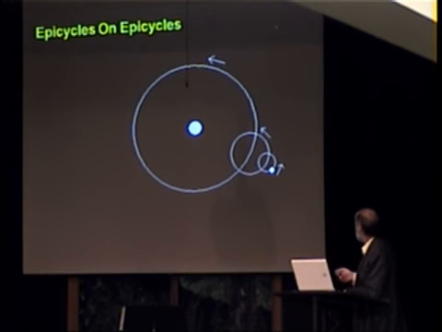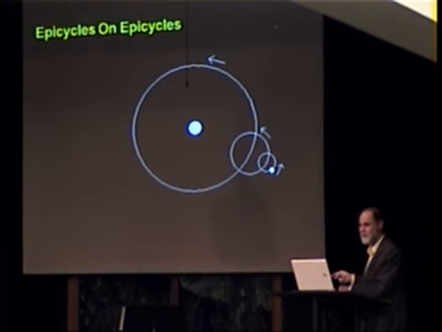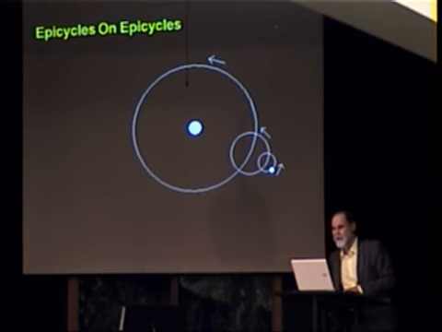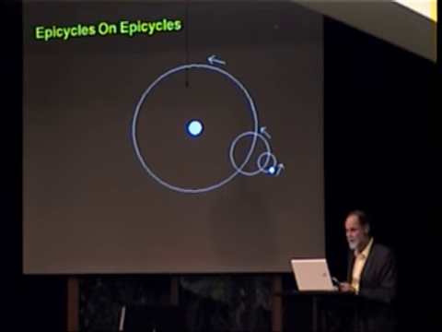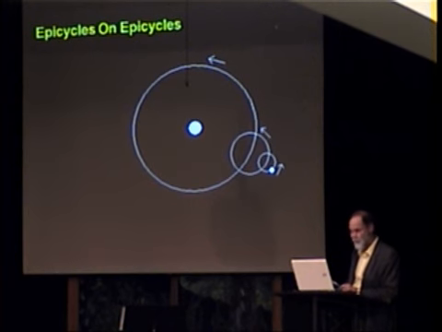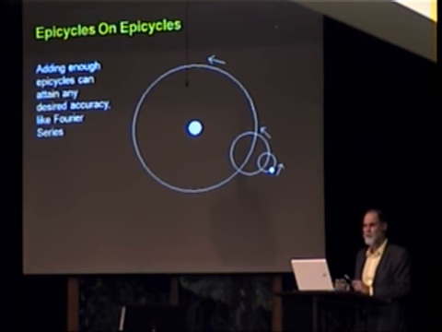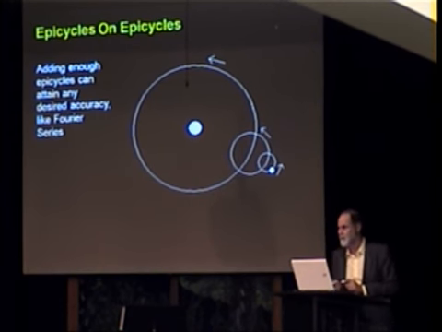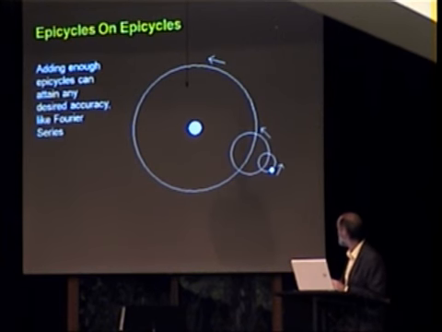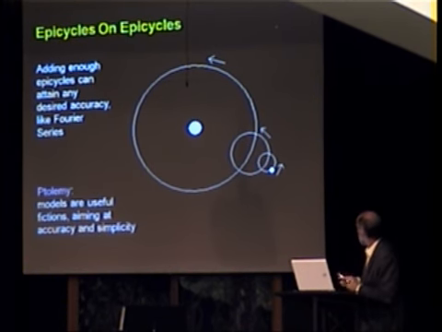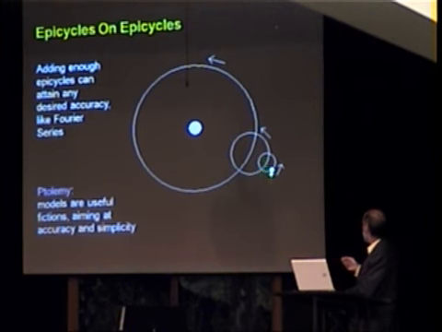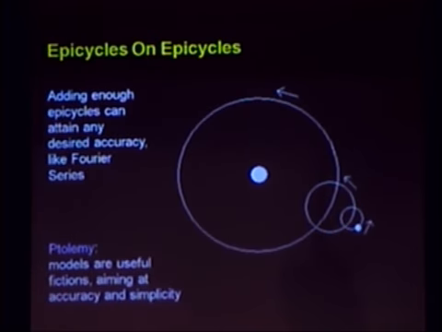And he was still a little bit out, so he ended up having another circle, an epicycle on an epicycle. And you can see that if you add enough epicycles here, you can get any accuracy you want. We have something very similar to this in modern physics. It's called a Fourier series, that you can fit a Fourier series to any set of data by doing just what Ptolemy did.